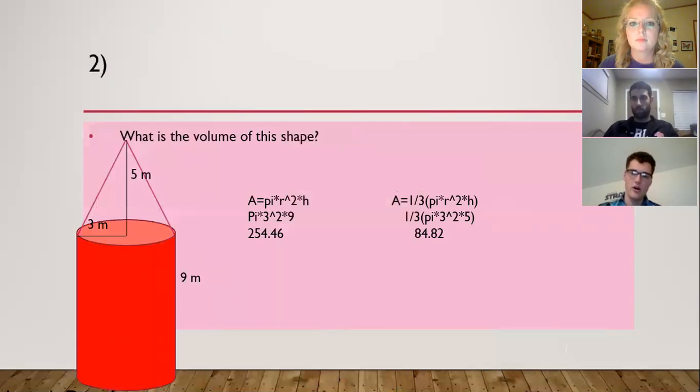254.46. For the cone, the volume is going to be 1/3 times pi times radius squared times height. Wait, actually, no, there's a different height, sorry. 1/3 times pi times 3 squared, same radius, times 5, because that's the height of the cone, and that's 84.82. We add both of those together, and the total volume equals 339.28 meters squared.